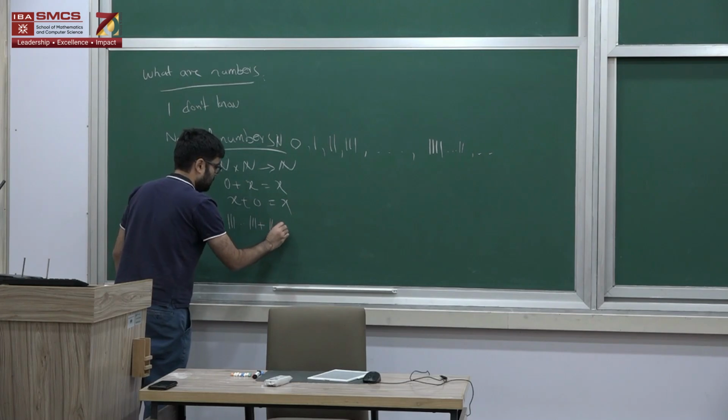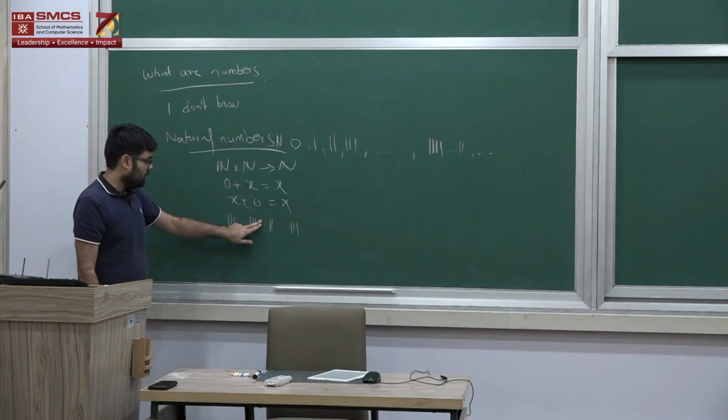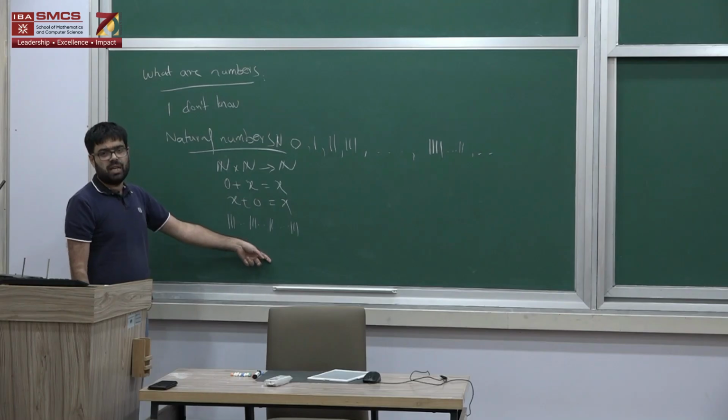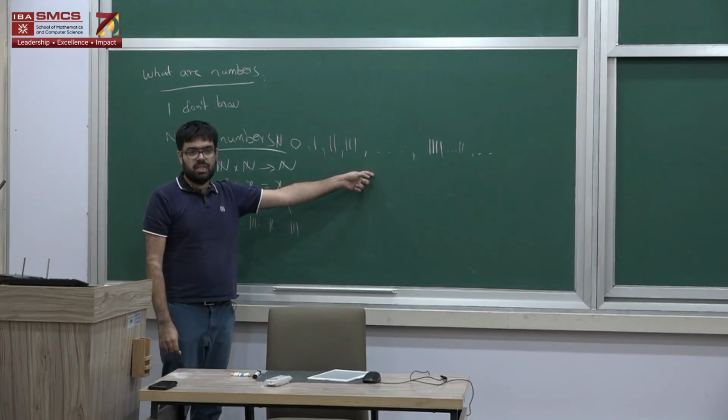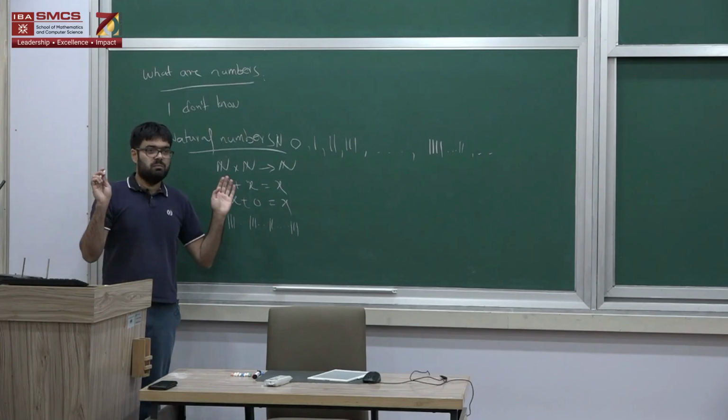Plus, what I have to do is just erase this symbol. So I get a bunch of lines. This bunch of lines represents some natural number, and that's the addition of these numbers, right? So very, very simple.